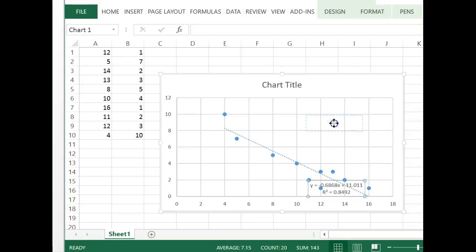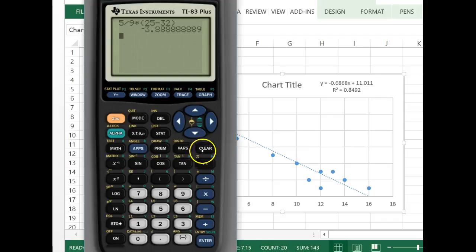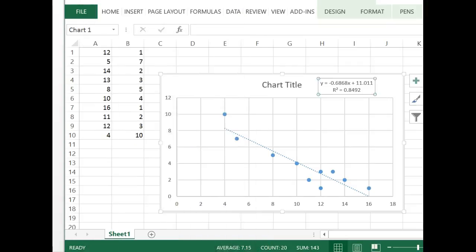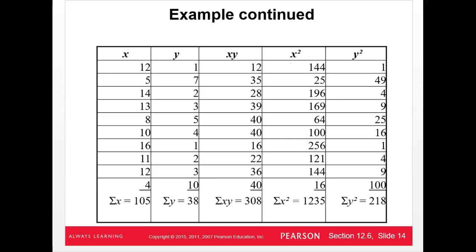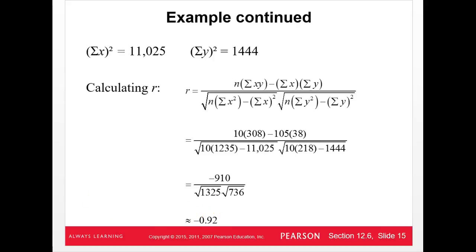Alright, and then there is r squared, and then all you have to do then is take the square root of that r squared. Okay, so this is 0.84. I'm going to do second square root, 0.8492. Alright, and I get the 0.92 roughly, and because it's downhill, it's a negative, and I know that that's what we got right here, negative 0.92.